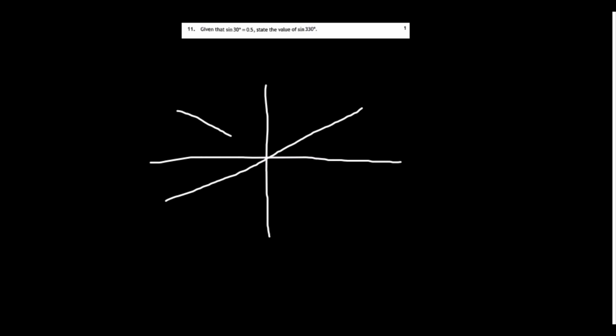Given that sine 30 is 0.5, state the value of sine 330. So we just use a CAST diagram for these types of questions when you're asked to find a value given another value. So let's draw out our CAST diagram. So ASTC. And we're trying to find sine 330. So we always start with the angle we're trying to find.